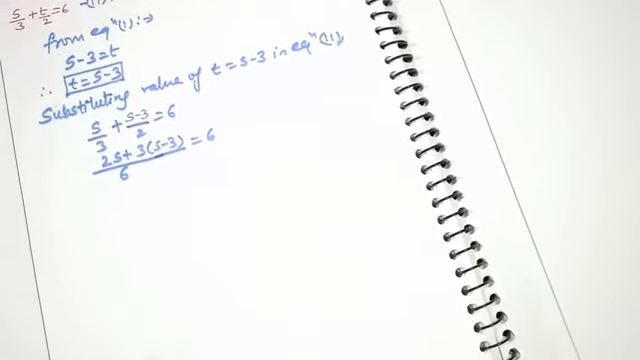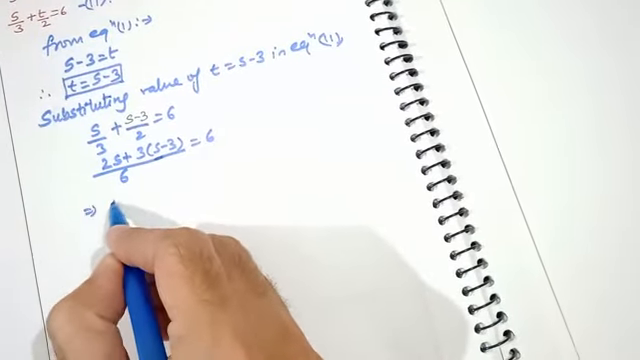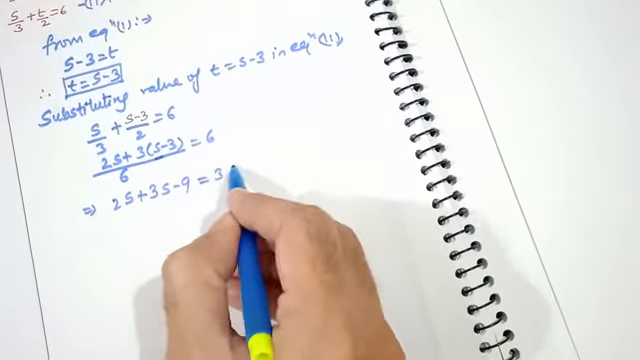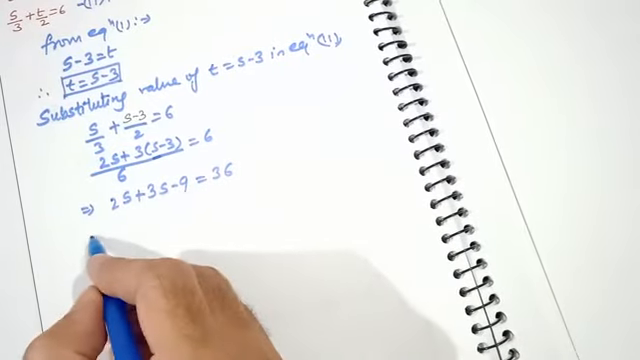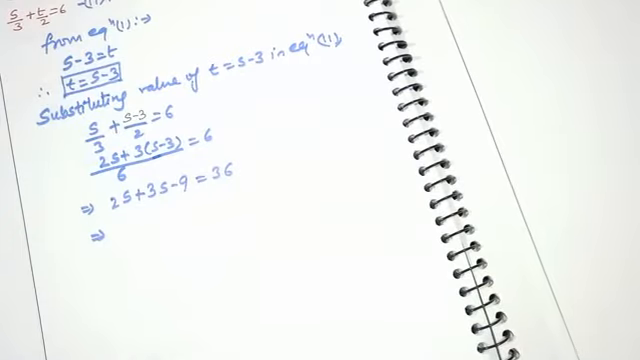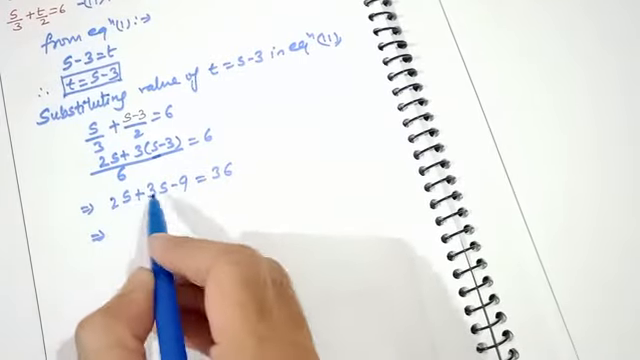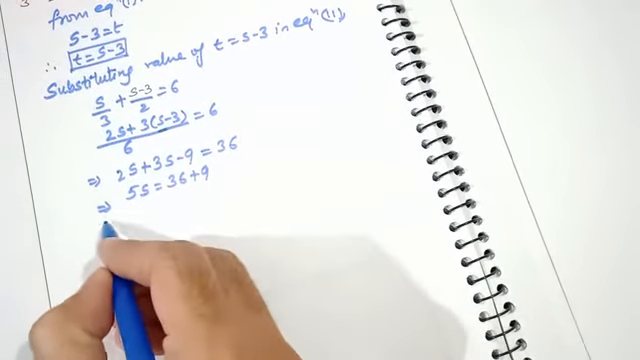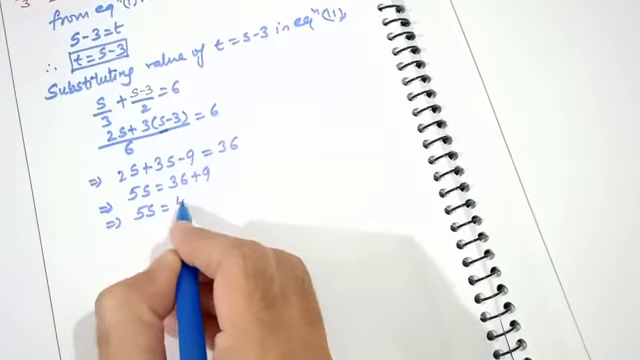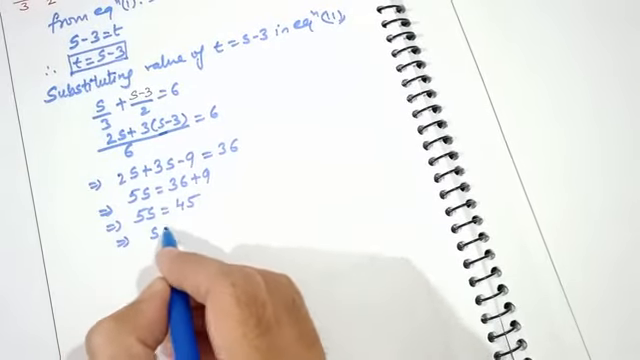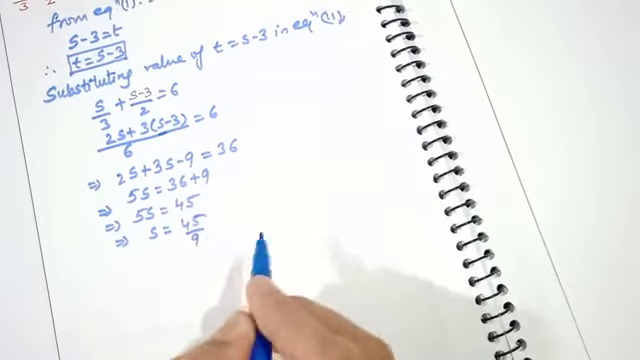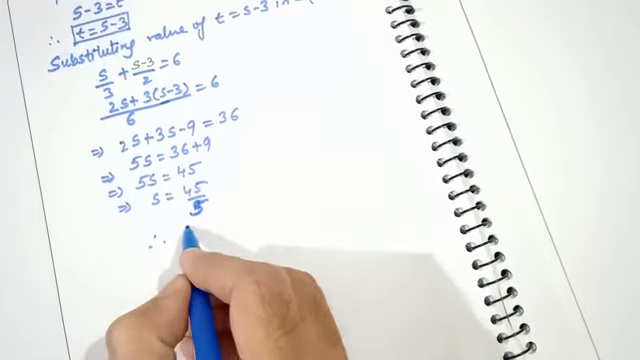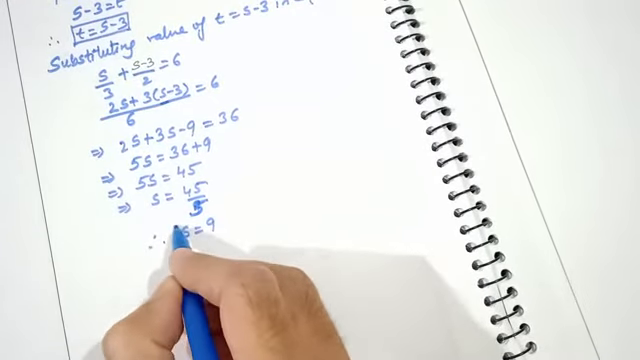Right? Now this implies 2s plus 3s minus 9 equals 36. You have multiplied 6 into 6, so 6 sixes are 36. This means 2s plus 3s, that is 5s, equals 36 plus 9. This implies 5s equals 45, which means s equals 45 upon 5. Therefore you will get s equals 9. Okay, 5 nines are 45.